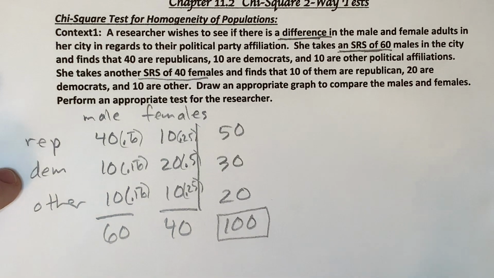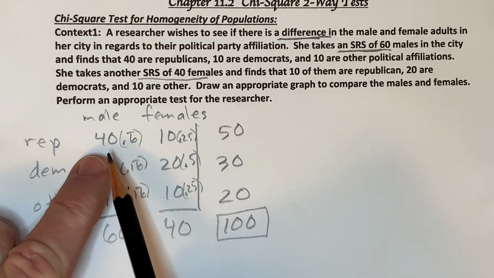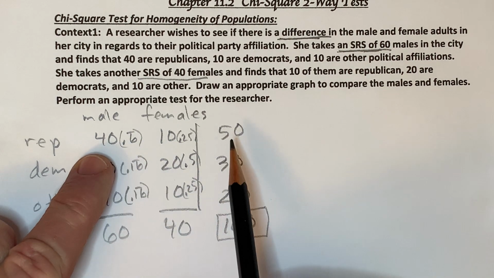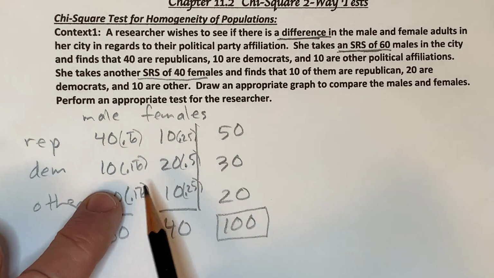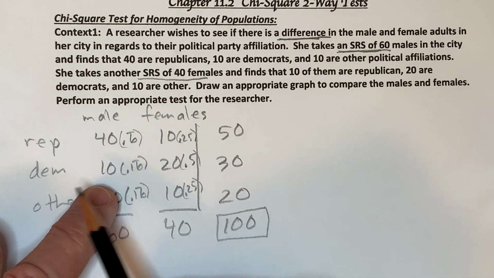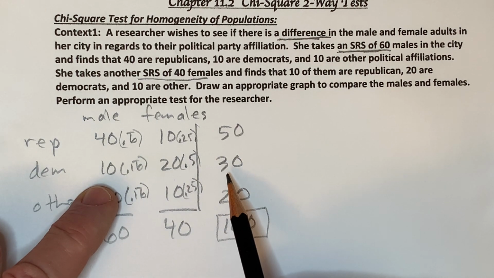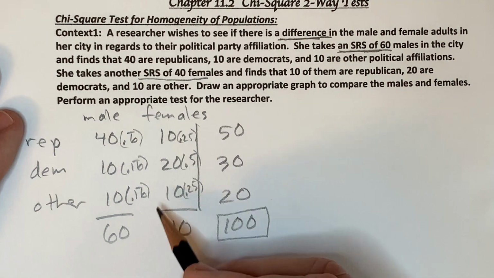Now, if you did it by row, you could do it by that as well if you wanted to. You could say, well, what percent of the Republicans are male? And so that would be 40 out of 50, 0.8. And then a female would be 10 out of 50, 0.2, and so forth. The percent that are Democrats, well, the percent of Democrats that are male is 10 out of 30, or 1/3, 0.3 repeating, and so forth. But we'll do it like this.